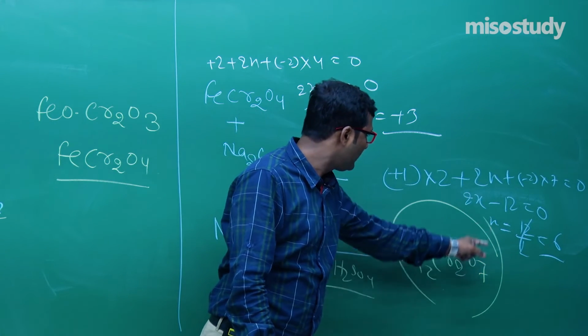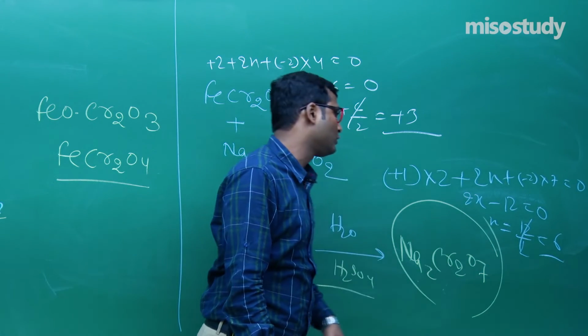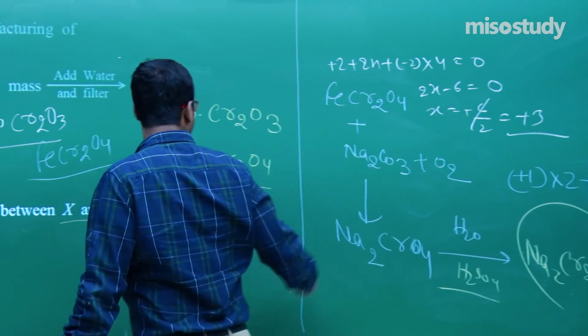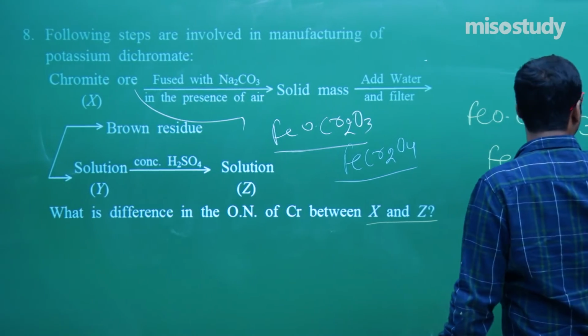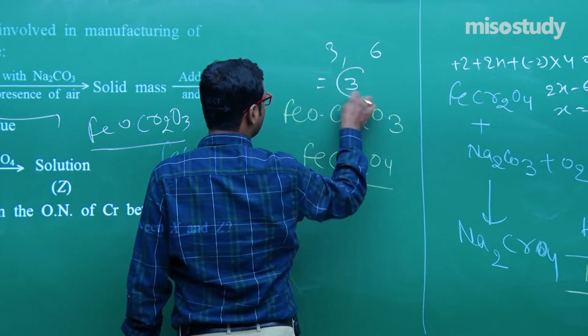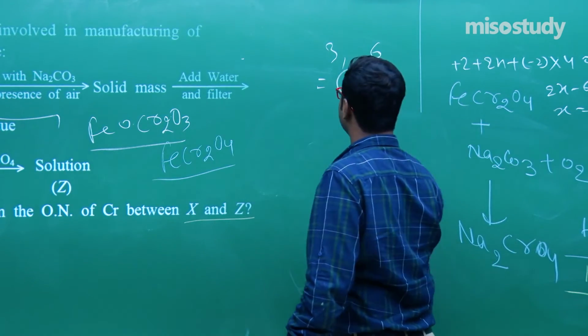Okay, Cr2O7 2-, that is 2x minus 14 equals minus 2, so 2x equals 12, and x is equal to 6. Now here is the contradiction. This is one of the best questions. What is the oxidation number of chromium? Here it is plus 3 and here it is plus 6. So the difference in oxidation number is 3. So the answer is 3.